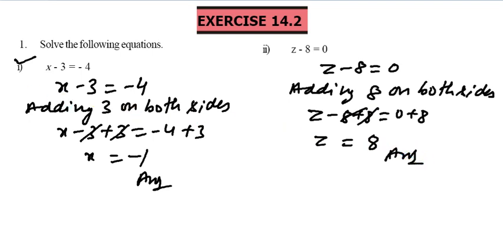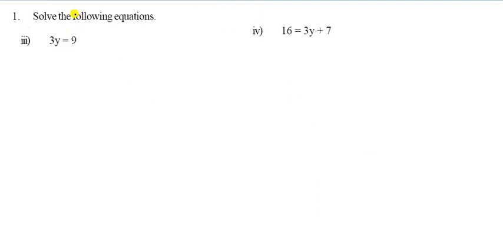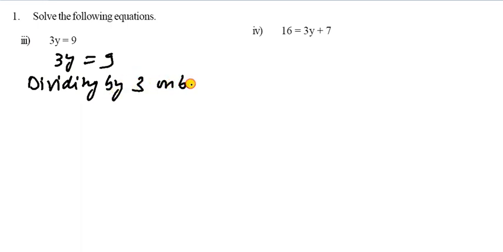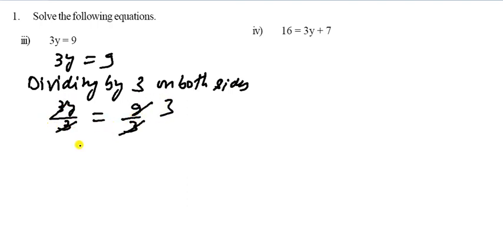So let us see the third question. It will be 3y is equal to 9. So you can say here dividing by 3 on both sides. So this will be 3y upon 3 and 9 upon 3. 3 threes are 9, and 3 cancels with 3. So we get y is equal to 3. 3 is your answer.